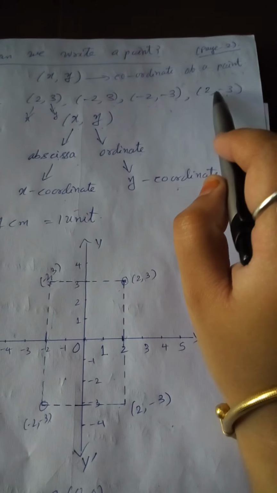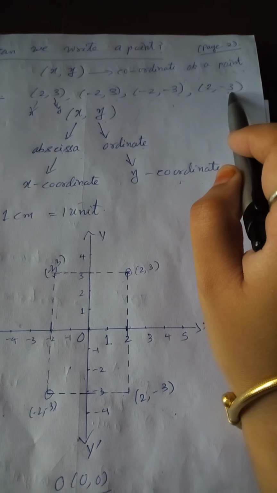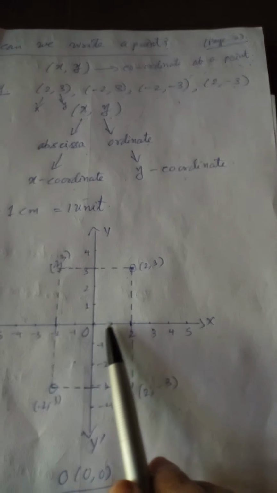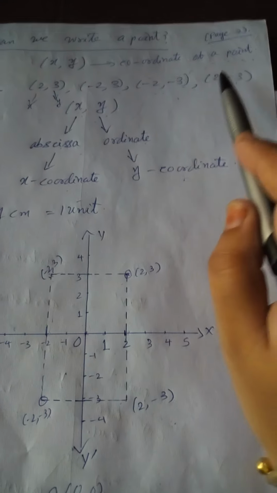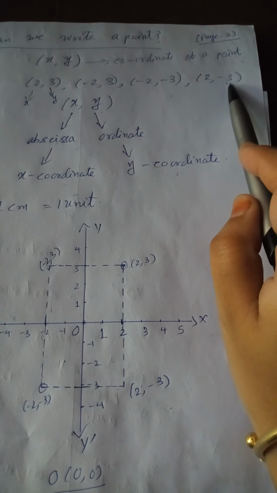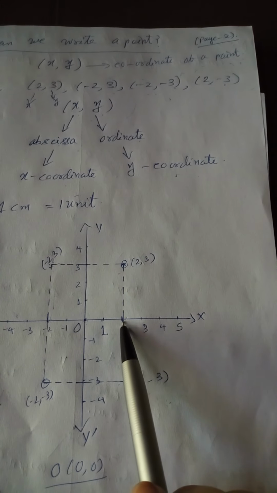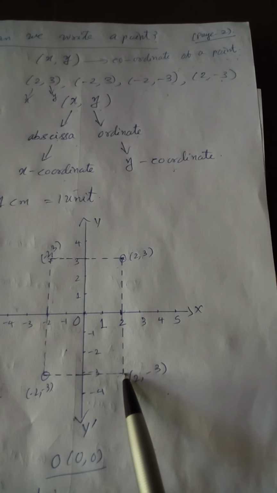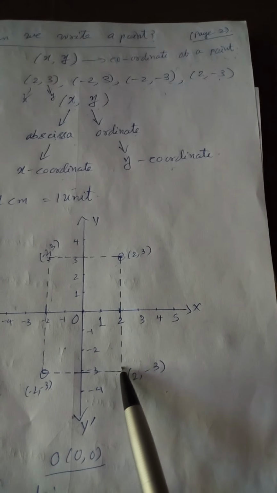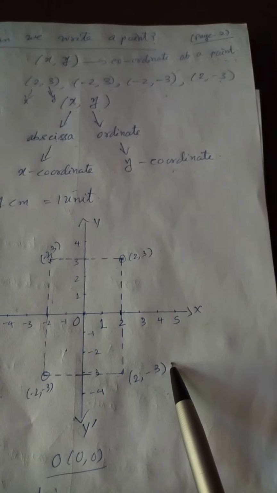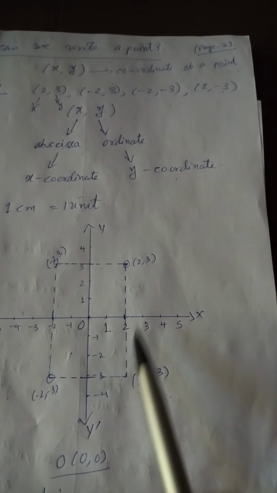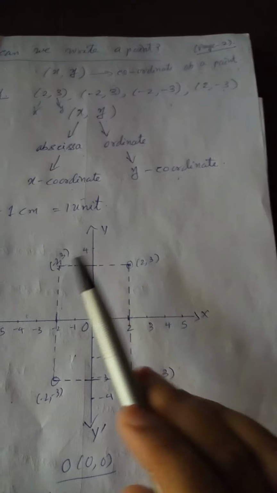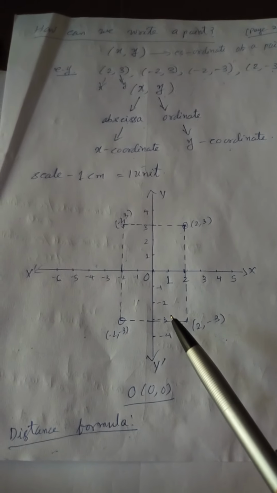The fourth point is (2, -3). The x value, +2, is positive, so count on this side, and the y value is negative, -3. So from 2 we count downward 3 centimeters. This point is (2, -3). After that you can join these points. This way you can plot points on a Cartesian plane.